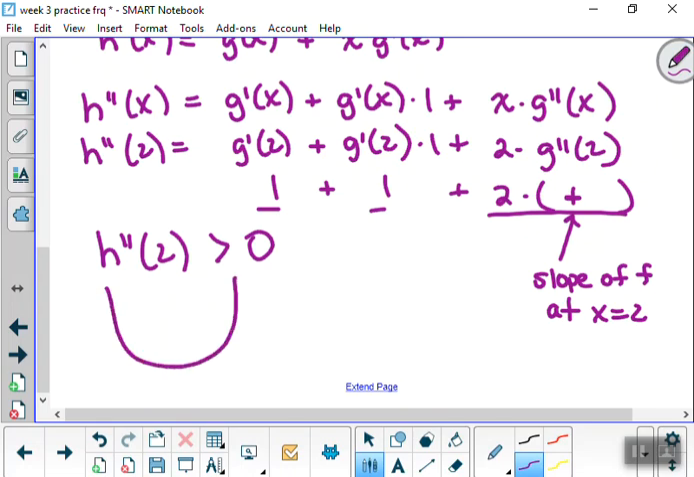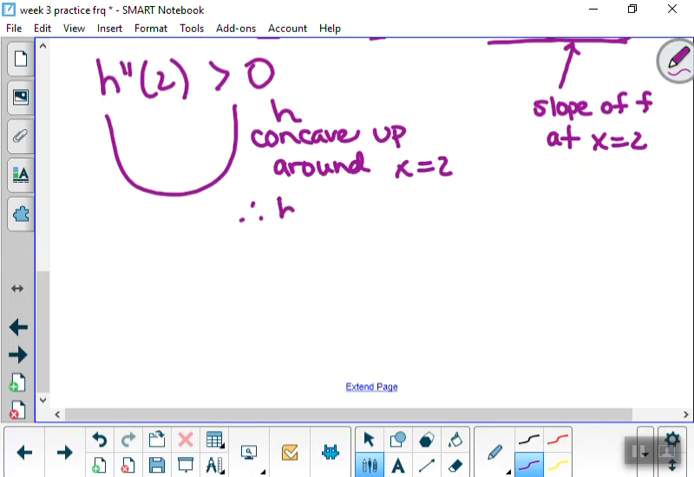That means we're looking at h being concave up around x equals 2, which means h has a minimum at x equals 2. If you have a concave up section, the zero point for the derivative is at a minimum.